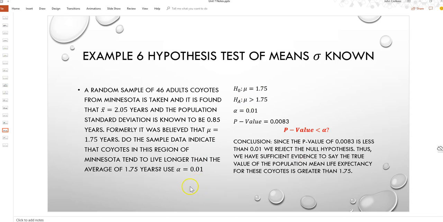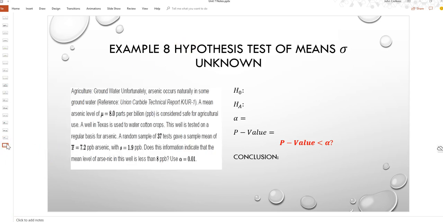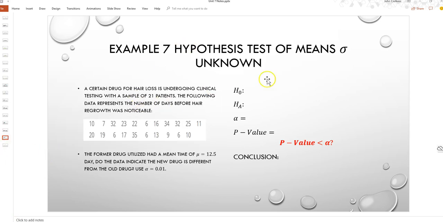All right, take a moment, pause if you need to, otherwise we're moving on. Okay, so here's going to be our last two examples. We're going to deal with those t-tests, right? So let's go and check them out.